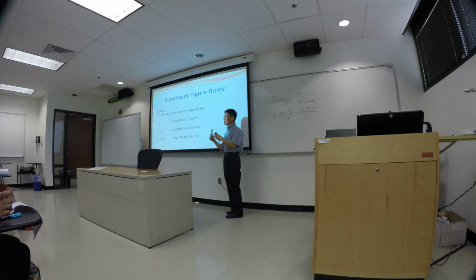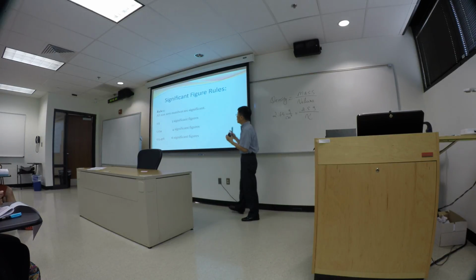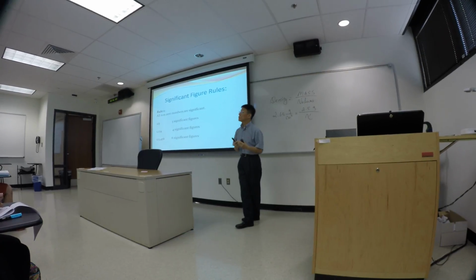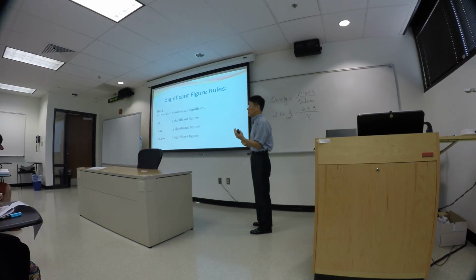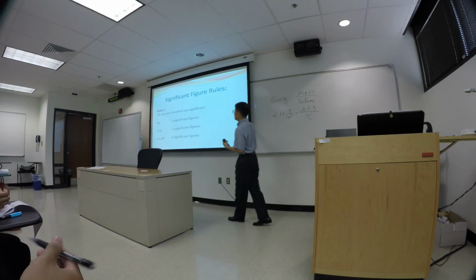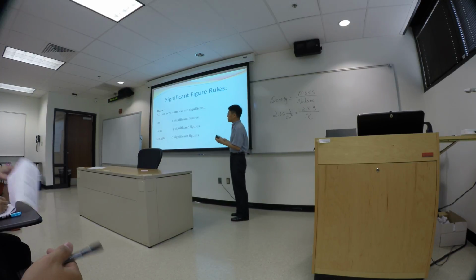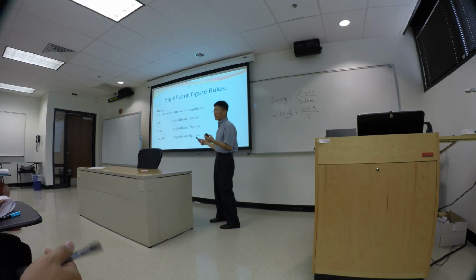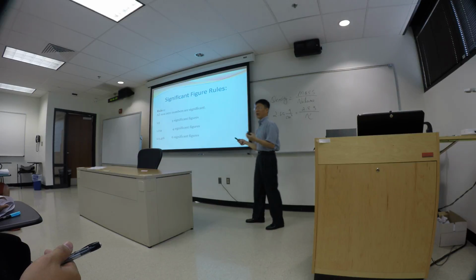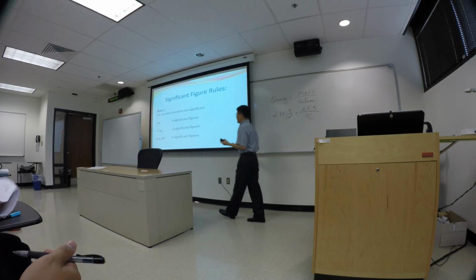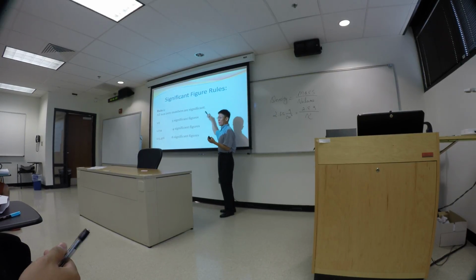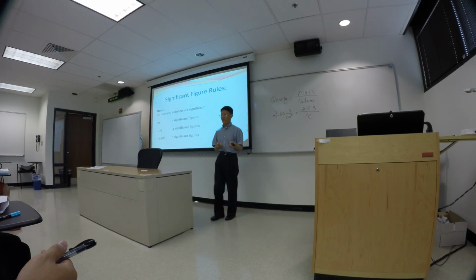Now, how do we determine the sig figs? And how do we handle the sig figs that we obtain from the measurement there? There are certain rules. How do you count which digit is significant, which one is not? These are the rules that I need you to memorize. So you need to remember these rules when you handle sig figs.